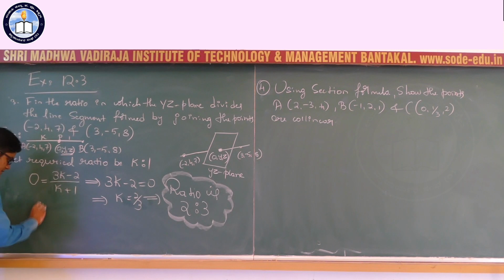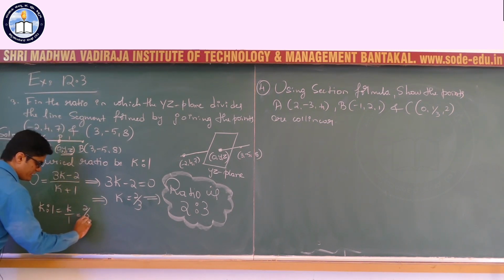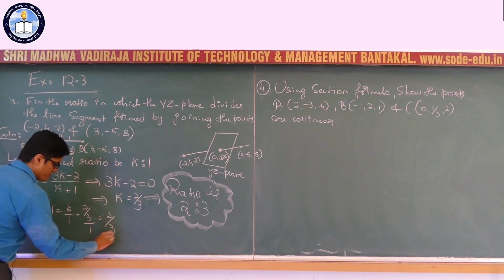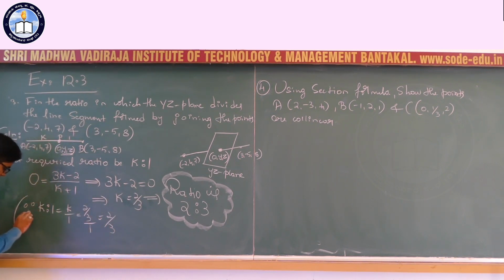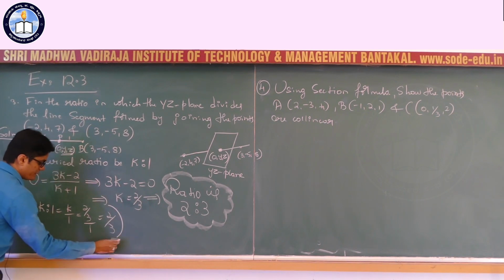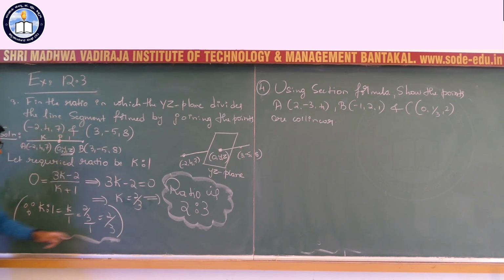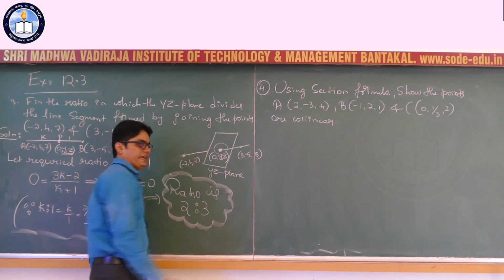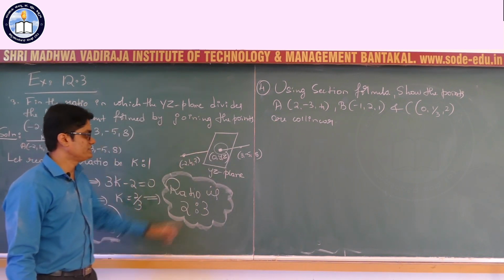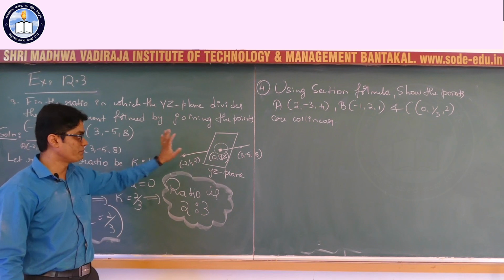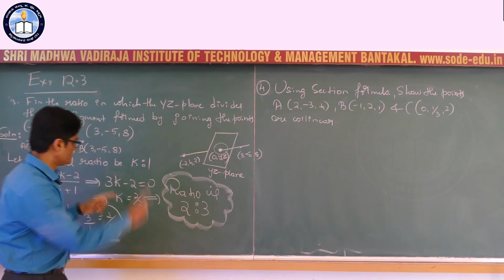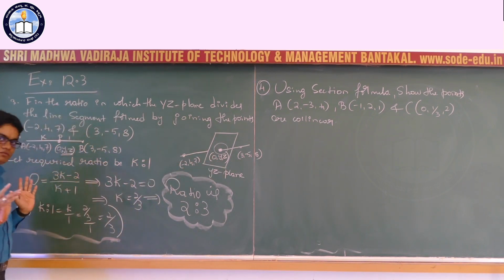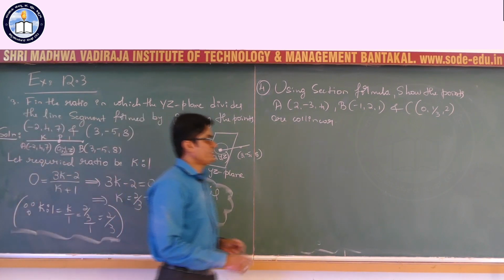Why did it come, tell me? What is k is to 1? k by 1. k by 1 means 2 by 3 by 1, that is 2 by 3. This is not compulsory to write, but if you want, you can write it as a reason. So ratio is 2 is to 3. I hope you understood. What is the special property here? Every point in the YZ plane is 0, y, z. The problem is important because of this reason. So use that and you will get the answer like this. Understood? Very good. Next one.